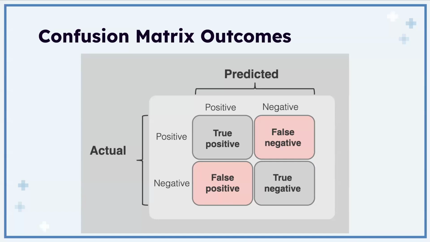So the true positive means that the model correctly predicted someone had pneumonia. The true negative means that the model correctly predicted someone was healthy. False positive means when the model thinks someone has pneumonia but they actually don't. And false negative is when the model says someone is healthy but they actually have pneumonia.